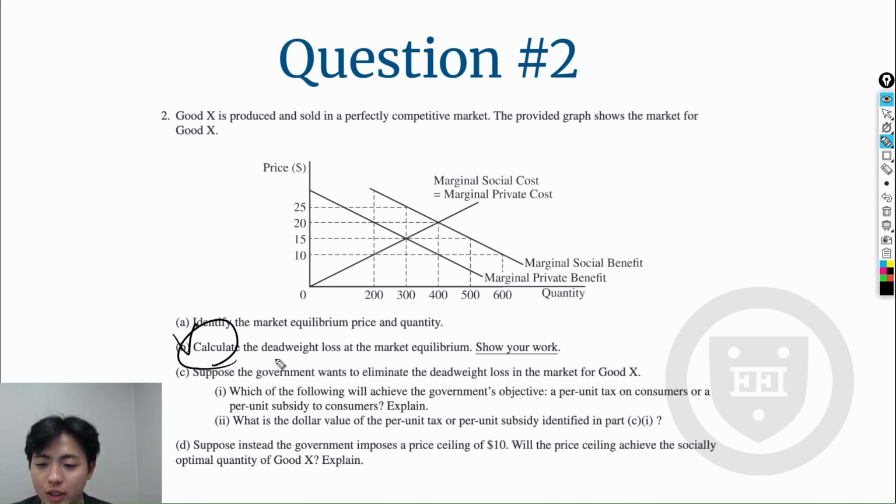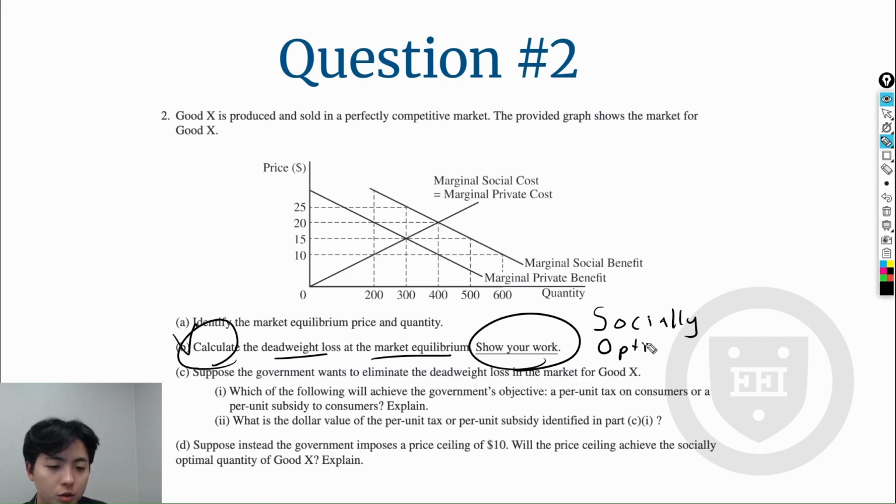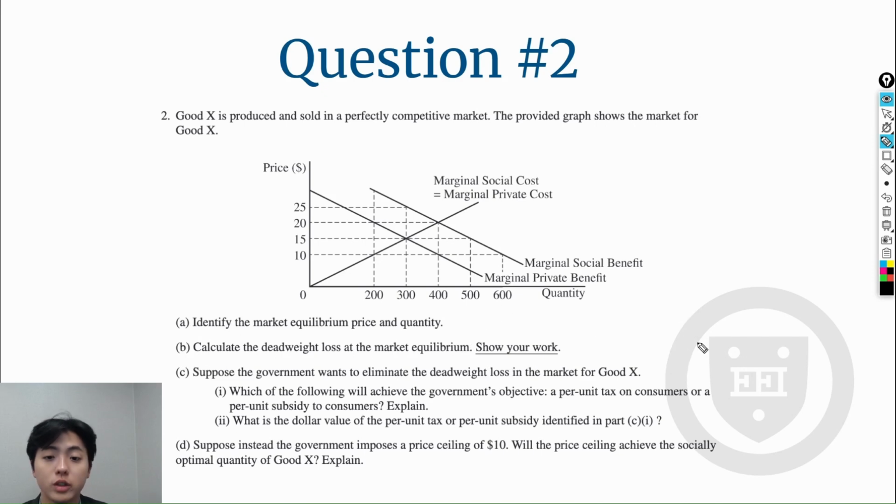You need to calculate the deadweight loss at the market equilibrium, and then you need to show the work. The first thing you need to know is the term called the socially optimal quantity. So what is the socially optimal quantity? It's when the MSC equals the MSB at the efficient point.